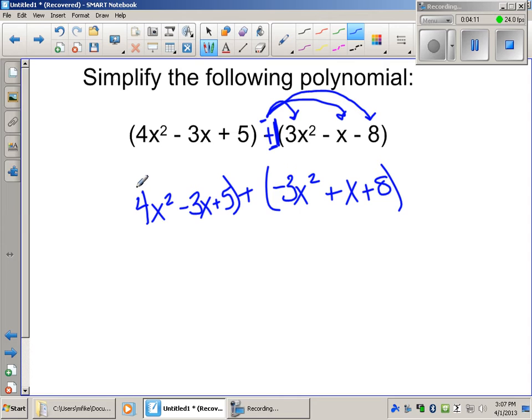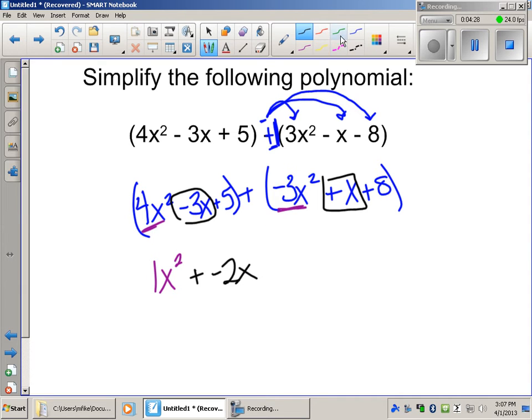So I've got 4x squared plus a negative 3x squared. That would be 1x squared. I have negative 3x plus x, which is a negative 2x. And lastly, I have 5 and 8, which is 13. So that would be the solution.